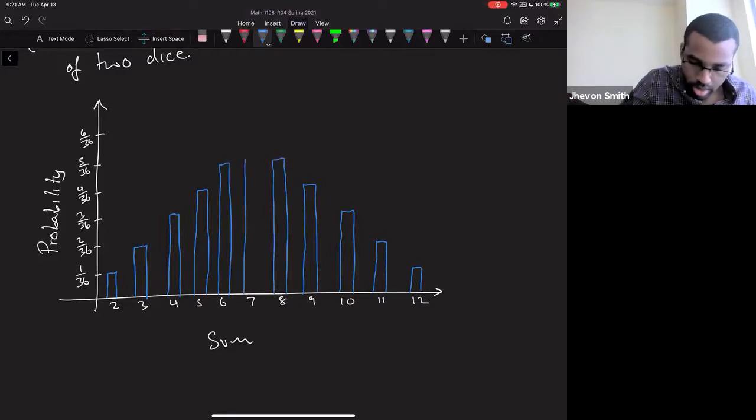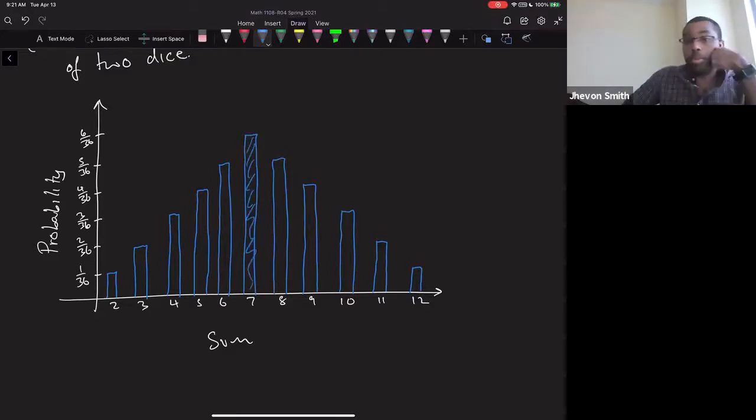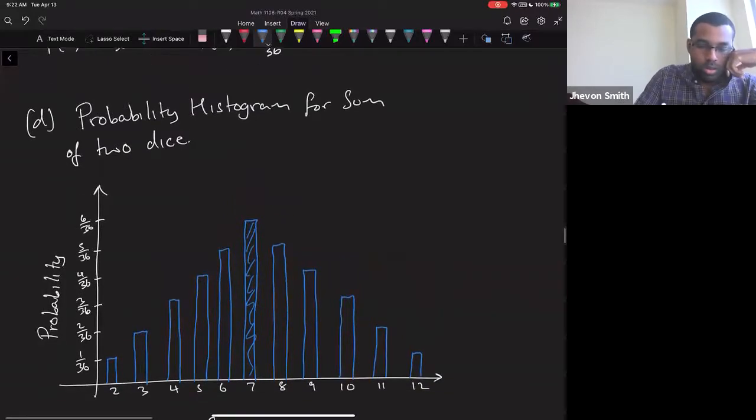And then the 7 is the longest one. So you can see that the 7 is where most of the probability is concentrated. That's called a probability histogram. Good histograms always have titles. This is the title of the histogram.